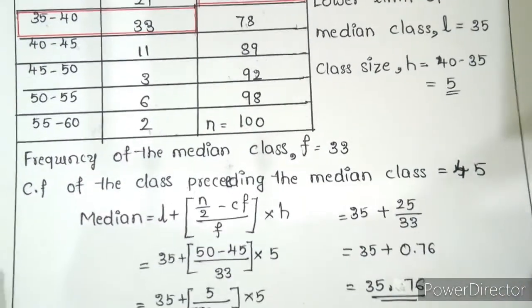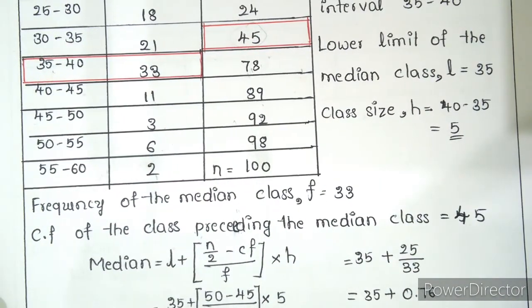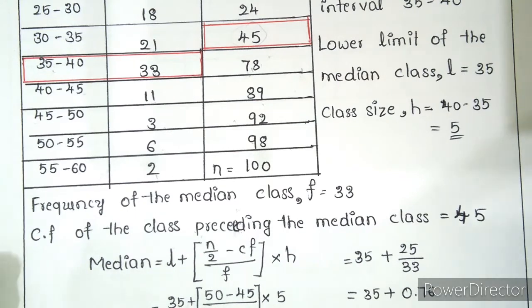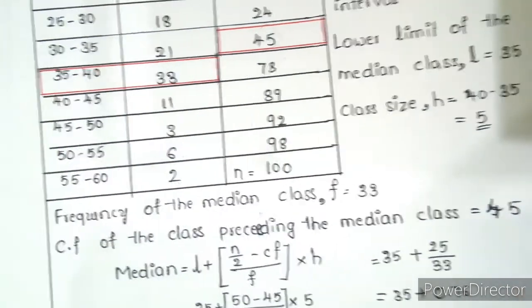So substitute the values: median equals L plus (n by 2 minus Cf) divided by F, into h. You get 35 plus (50 minus 45) divided by 33, into 5. So 35 plus 5 divided by 33 into 5. So 35 as it is. 5 into 5 you get 25 divided by 33. When you divide 25 by 33 you get 0.76. The answer is 35.76.